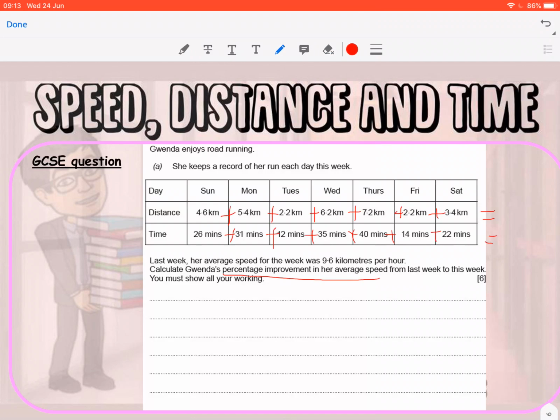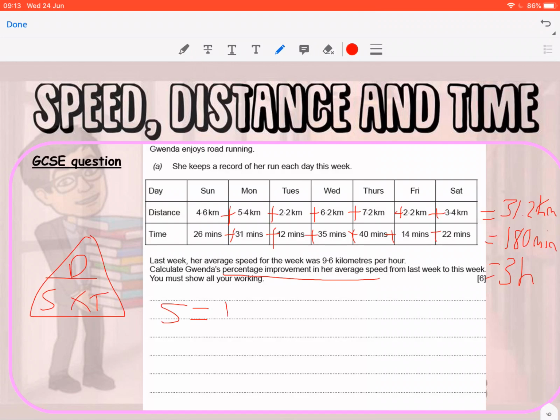If you add up all those distances on your calculator, you should get 31.2 kilometers. If you add up all those times, you should get 180 minutes. Remember, we don't want time in minutes, so we're going to change that into hours. If you divide that by 60, it gives you 3 whole hours. So her speed this week, remember your triangle, speed, distance, and time. Cover your S, you're working out distance divided by time. Her speed this week is 31.2 divided by 3, because we're working in hours, remember, which gives you 10.4 kilometers per hour.